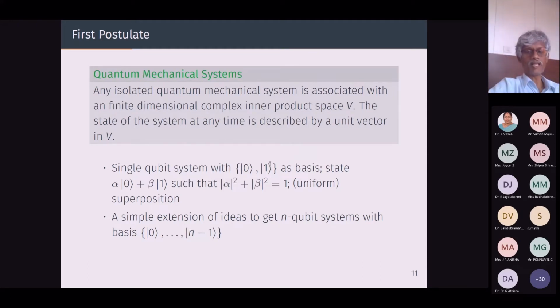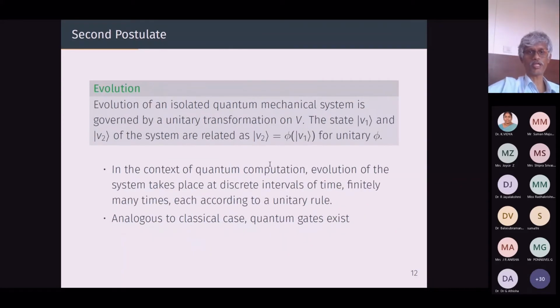I just want to point out that you can read off the amplitudes by looking at such linear combinations. For example, the amplitude of 1 in this linear combination is beta, and the amplitude of 0 is alpha. After doing a measurement, you will get a scalar times a basis element. That scalar will be the output of your quantum computation. With a simple extension, you can get n-qubit systems. So for a quantum mechanical system, the state space is a complex inner product space, and the state of a system is always a unit vector. These are the two bullets of this first postulate.